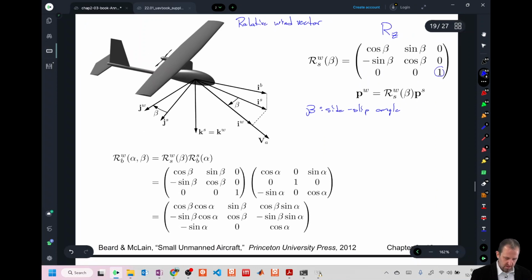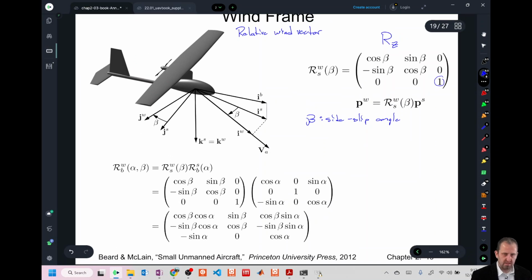Excellent. So we now have our side slip angle. It's a rotation about that z-axis. If we have a vector in the stability frame and we want to get it into the wind frame, we then just use this rotation matrix R sub S to W. Again, that's going to transform us from frame S to frame W, to our wind frame.